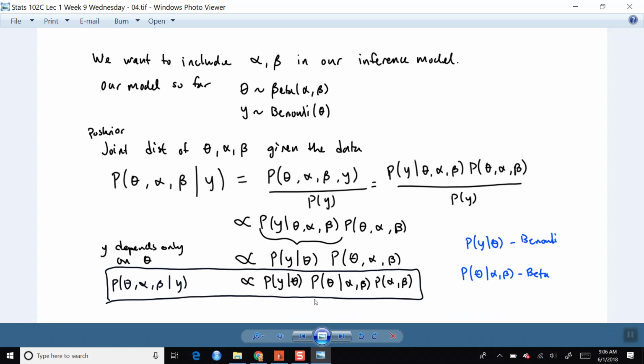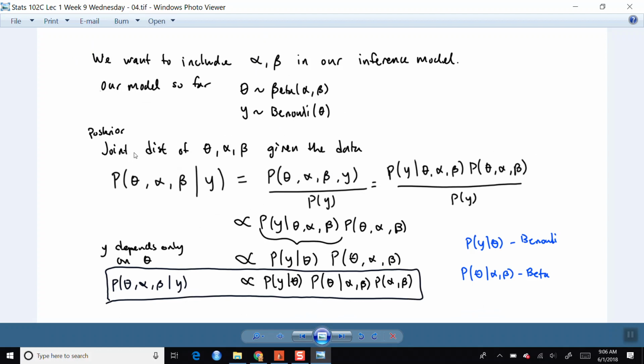And we said, well, we want to include alpha and beta in our inference, right? We didn't want to just arbitrarily select some number for alpha and some other number for beta, because that feels a little bit weird, and we want to be able to model that. So in order to do that, we have to create the joint distribution of theta, alpha, and beta given our data.